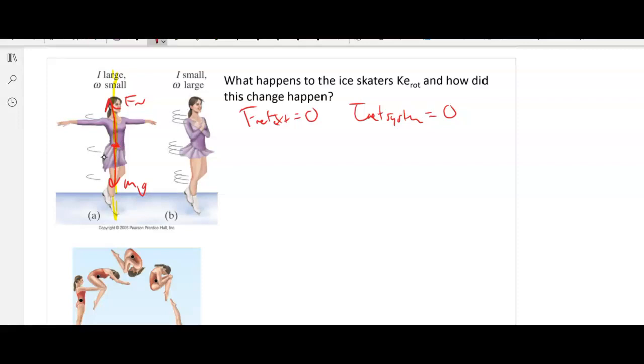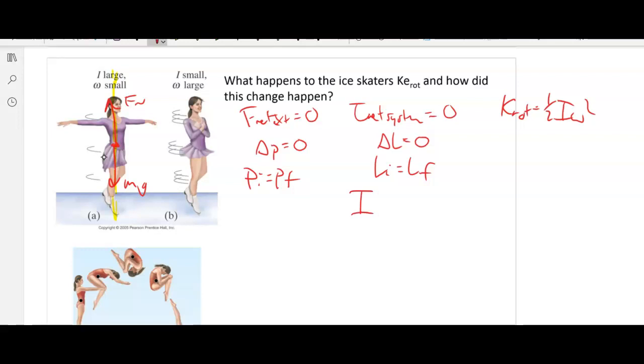So that means that linear momentum is conserved and angular momentum is conserved. So momentum initial equals momentum final, and Li equals Lf. So now we want to get to rotational kinetic energy. So kinetic energy rotational is 1/2 I omega squared. So I'm going to have to talk about those.